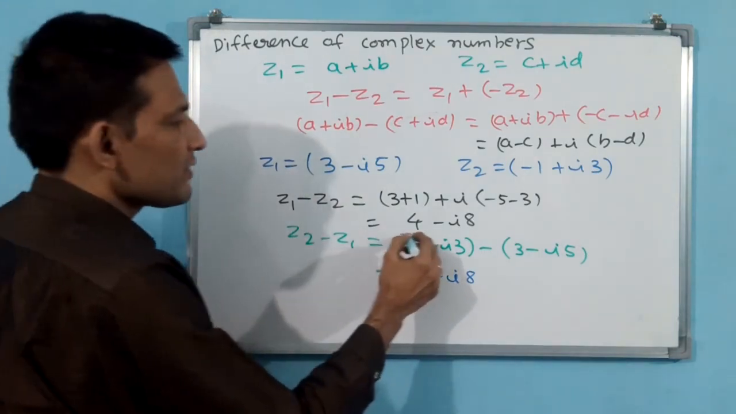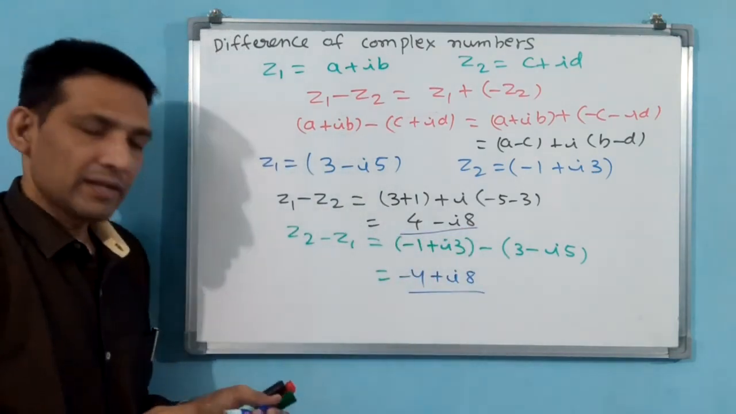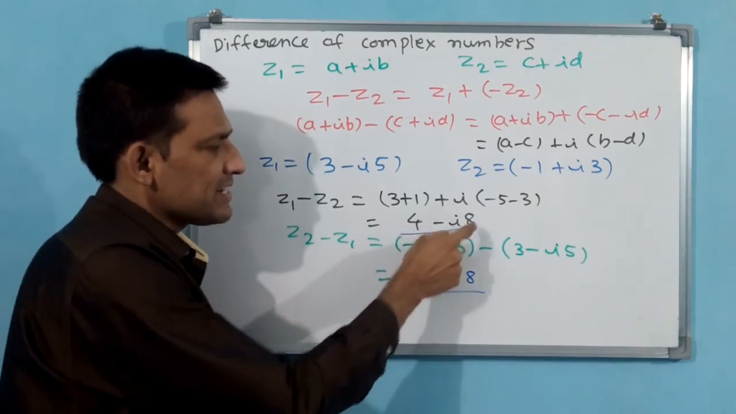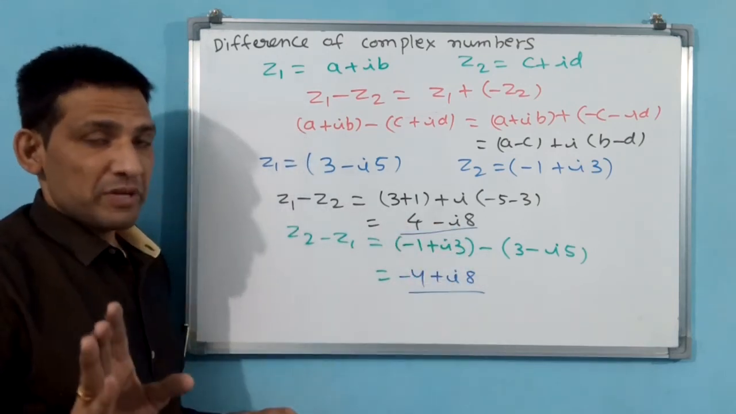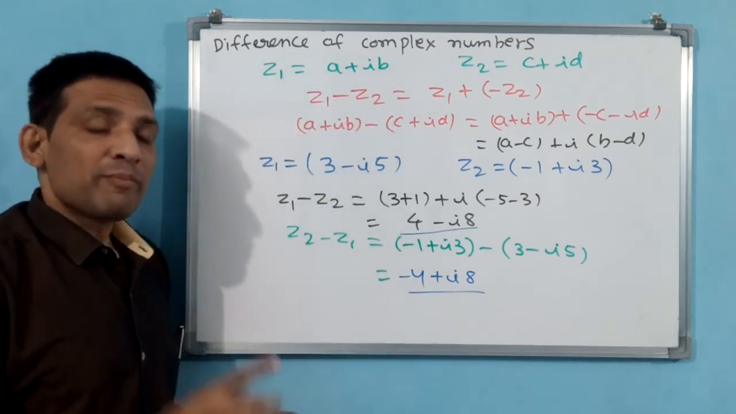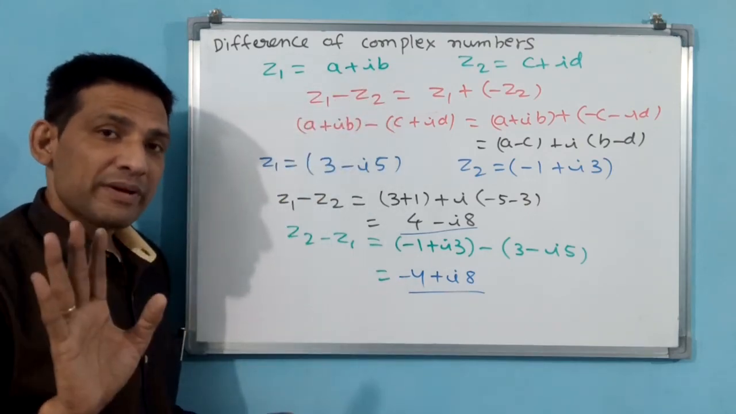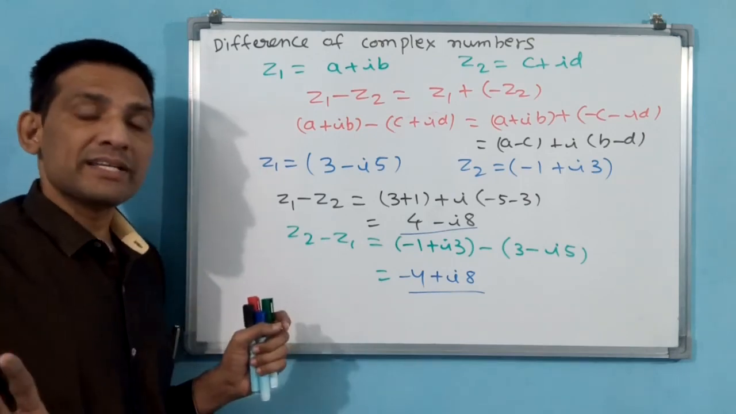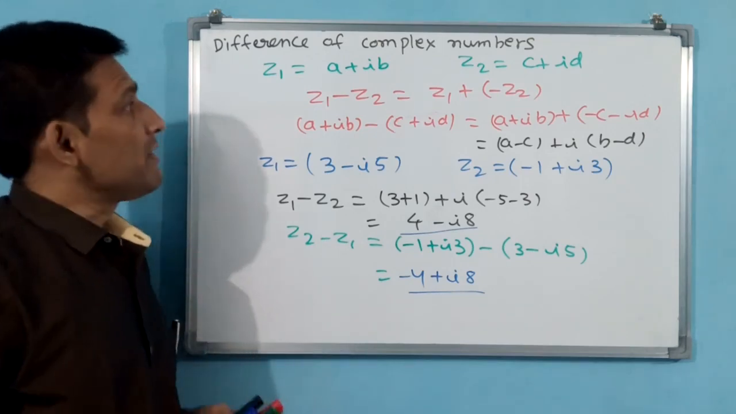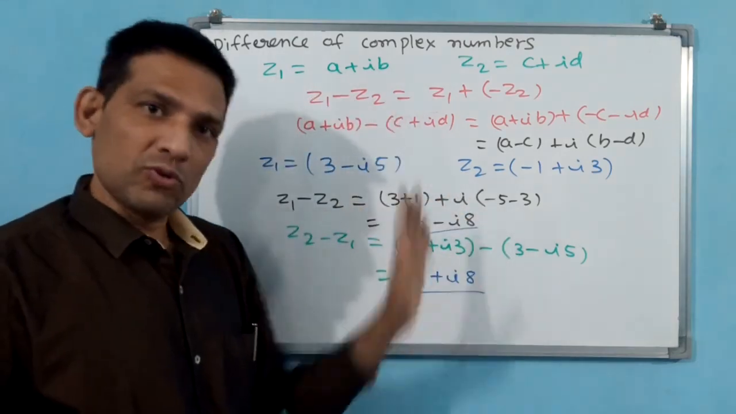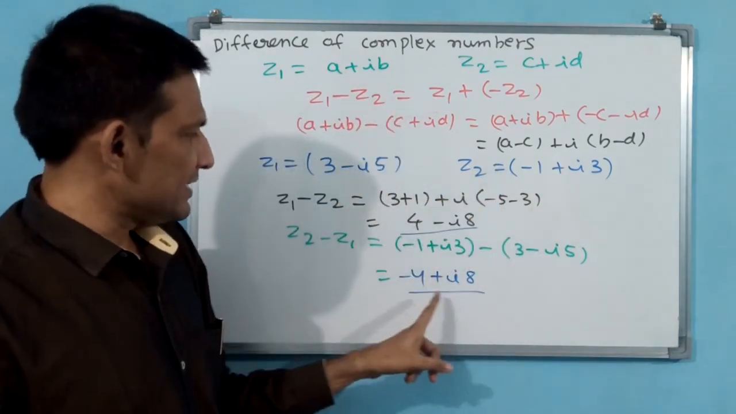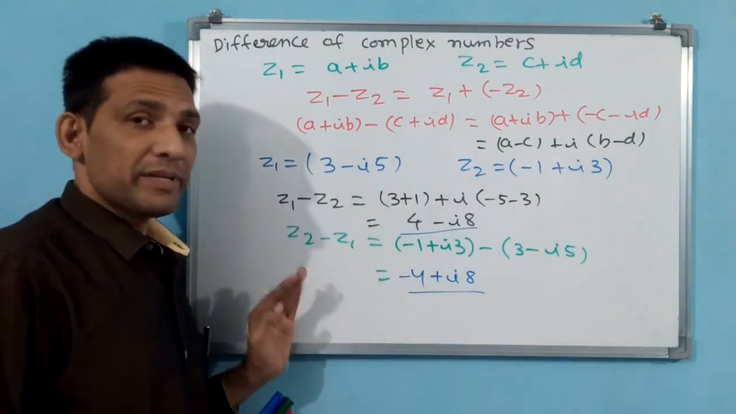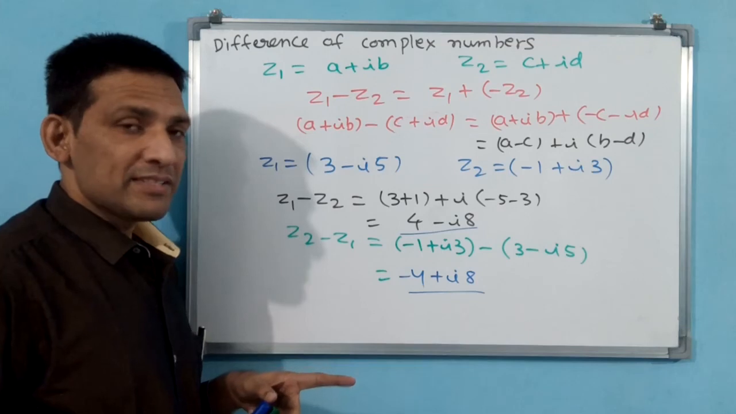You see both are different. Here 4 is there, minus 4 is there, minus 8 is there, plus 8 is there. That means the difference of complex numbers does not have the commutative property. Addition has the commutative property, but we are not studying properties here. Even for difference, the closure law applies, because the resultant numbers are complex numbers only. That means the closure law is applicable and the commutative law is not applicable.